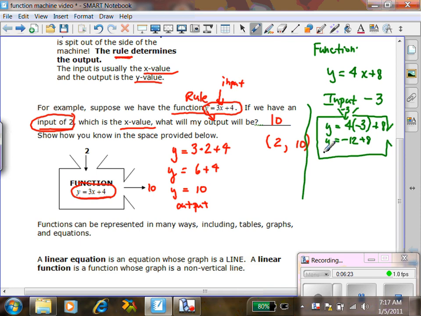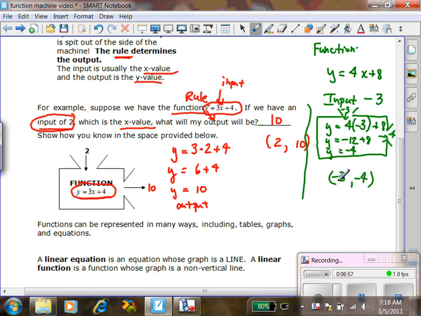And when we do that addition problem, we have 12 negatives plus 8 positives gives us 4 negatives. So if I drop in a negative 3 into this function machine for y equals 4x plus 8, it goes boop, boop, boop, and spits out a negative 4 for my output. So that means my ordered pair, a point on this graph right here, would be negative 3, comma, negative 4.